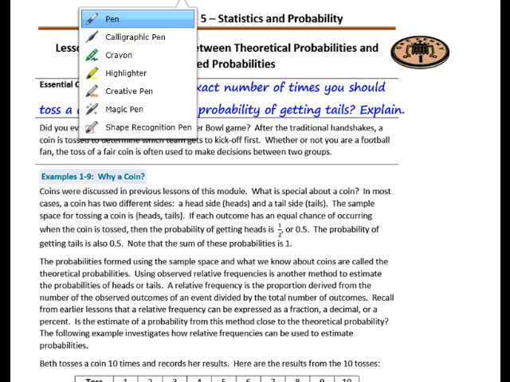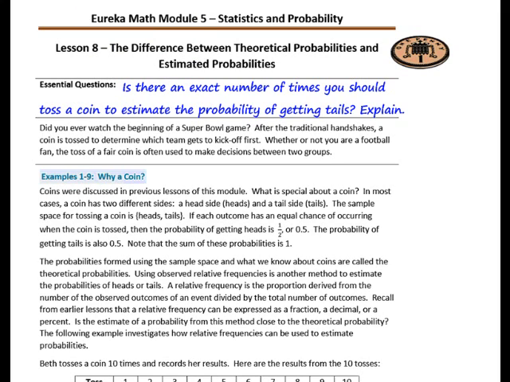That would be a good thing to highlight. The theoretical probabilities. That is the probabilities formed using the sample space and what we know about coins. Using observed relative frequencies is another method to estimate the probabilities of heads or tails.